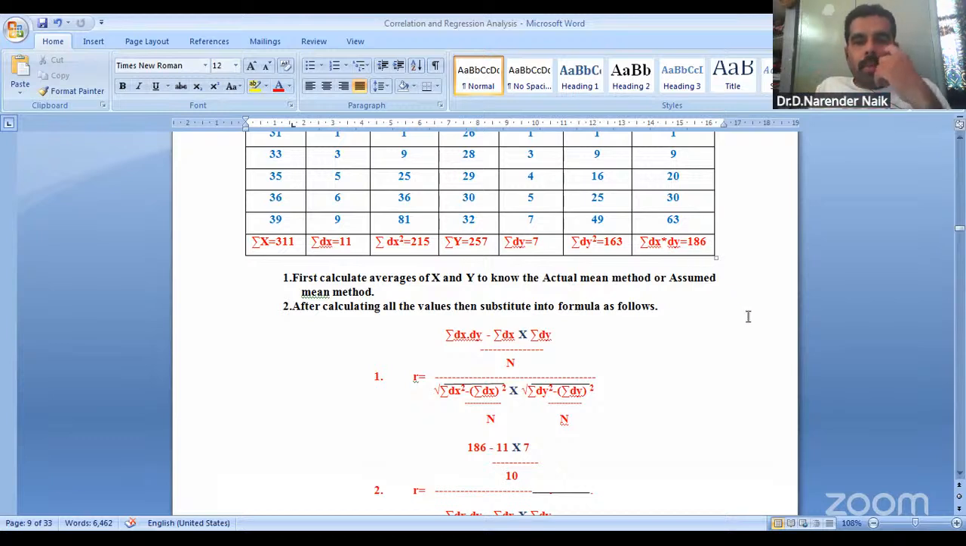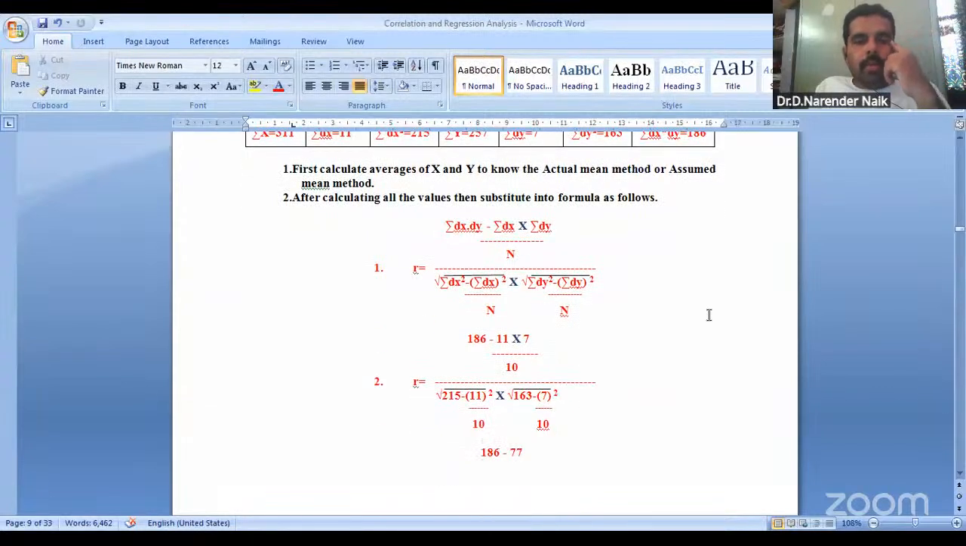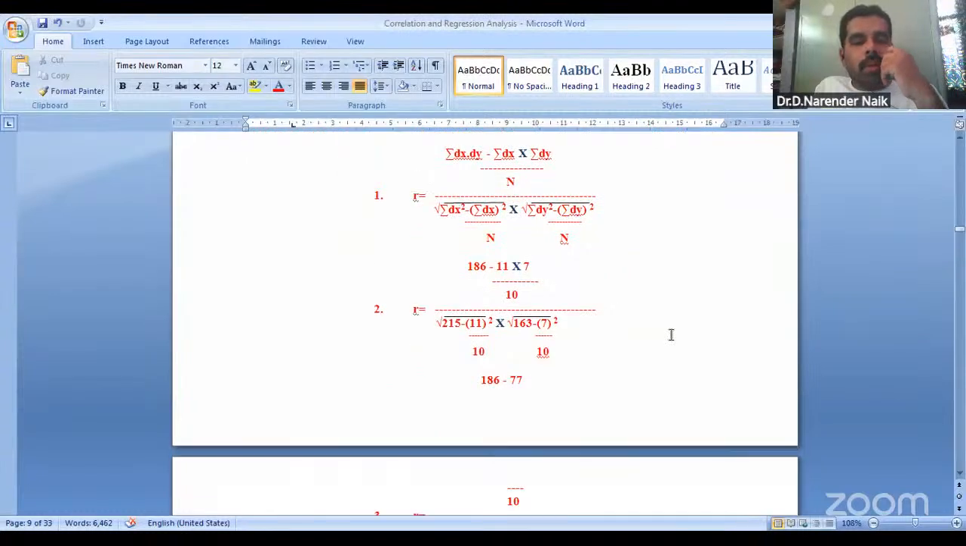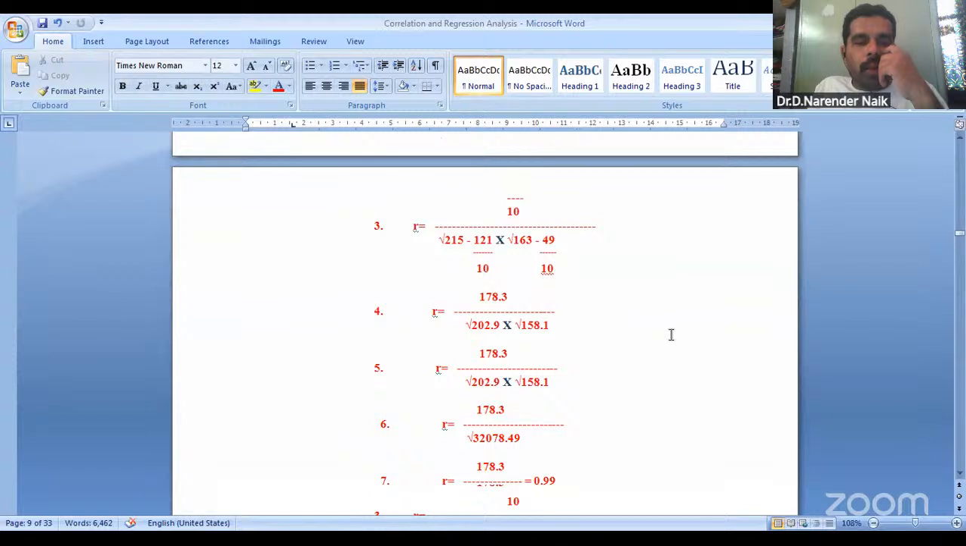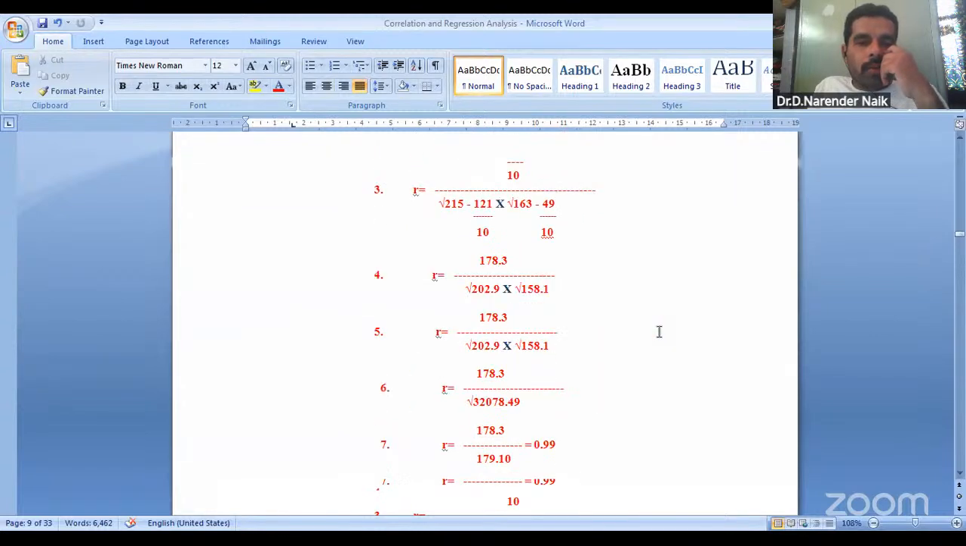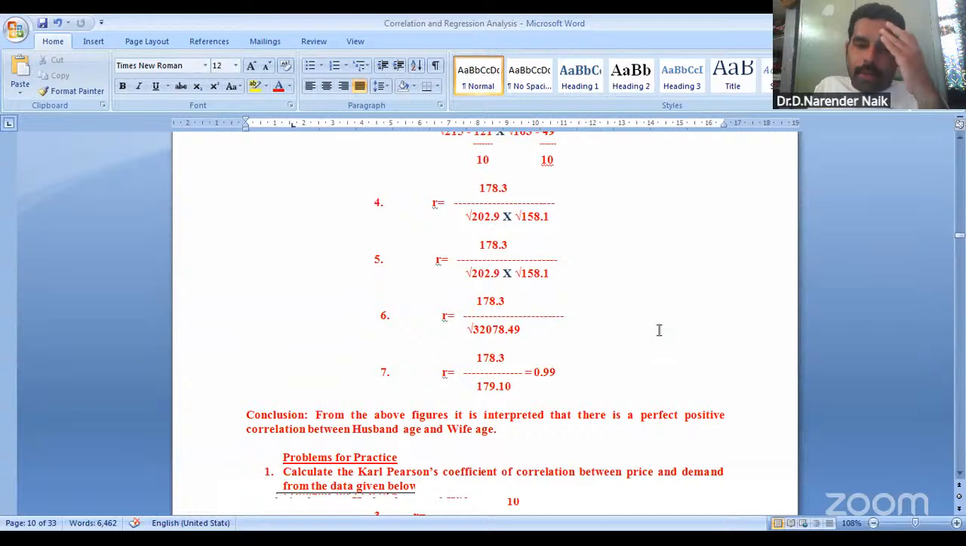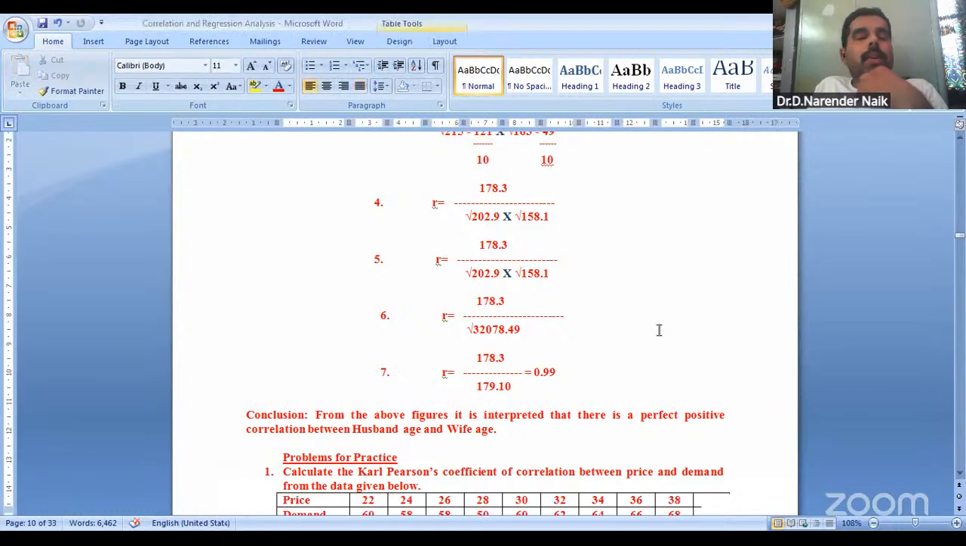So here sigma dx dy is 186. Okay, 186 minus 11 into 7 by 10, divided by under root 215 minus 11 whole square by 10, into under root 163 minus 7 square by 10. After doing all the calculation, see how many steps I have written: 1, 2, 3, 4, 5, 6, 7. Finally, we got the answer 0.99. The numerator is 178.3, the denominator is 179.10, and finally the answer is 0.99.